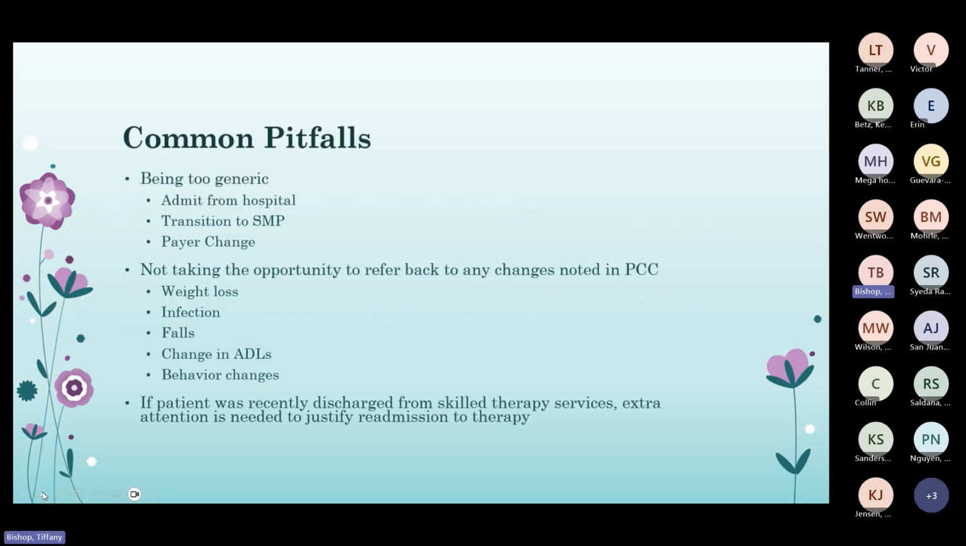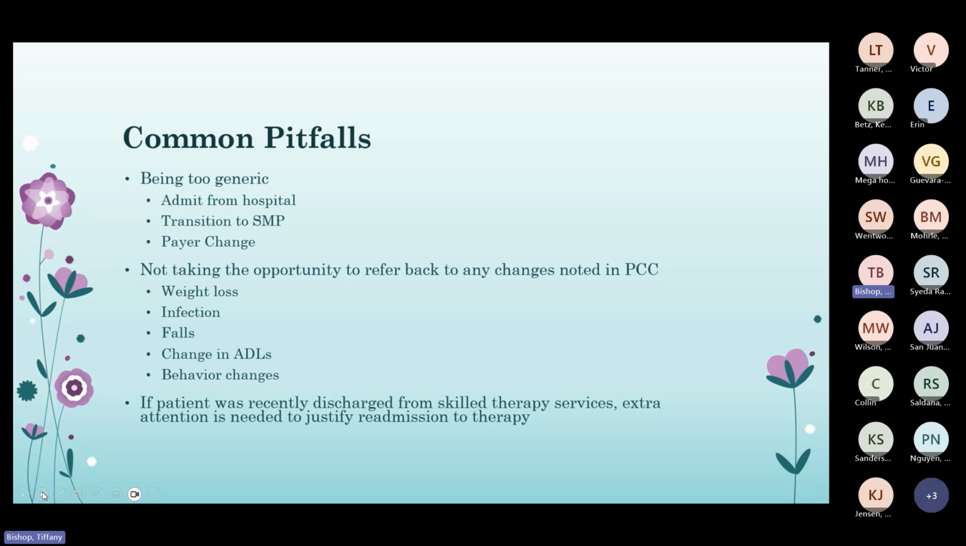Some of the common pitfalls we see, and I know a lot of us have been involved in doing chart audits recently and digging into documentation, is that we're being a little bit too generic on these pieces. For our skilled patients, one of the things that always makes you shake your head a little bit is when the referral is they were admitted to the hospital. We really want to be more specific about why we are picking this patient up on this discipline at this time. Or maybe they admitted from home to the facility. It still doesn't tell us why we're picking up this patient.